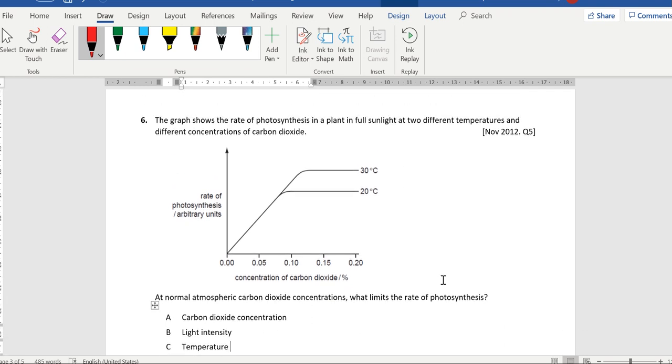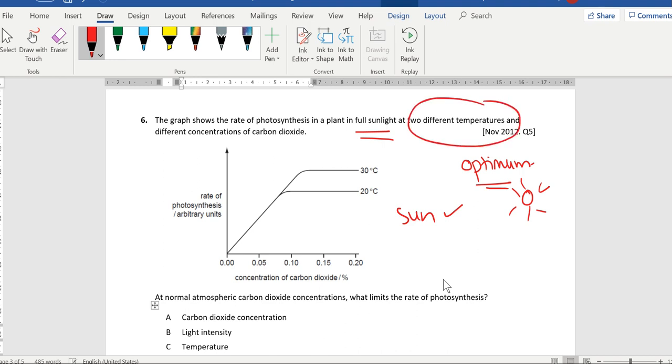Okay, question number 6. The graph shows the rate of photosynthesis in a plant in full sunlight. So over here, the condition that is at optimum already is sunlight. So sun is okay. And then after that, it says here that there are two different temperatures and different concentrations of carbon dioxide, because we're changing carbon dioxide level here. We know that here. And we also have two graphs at two different temperatures.